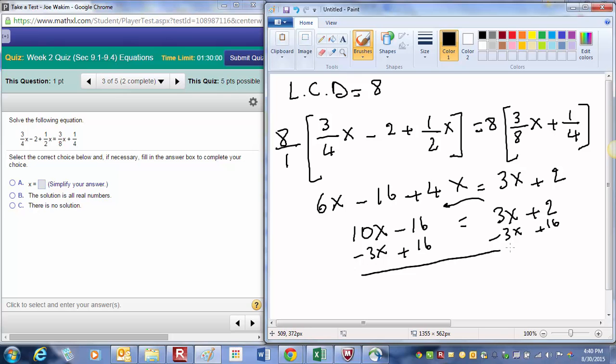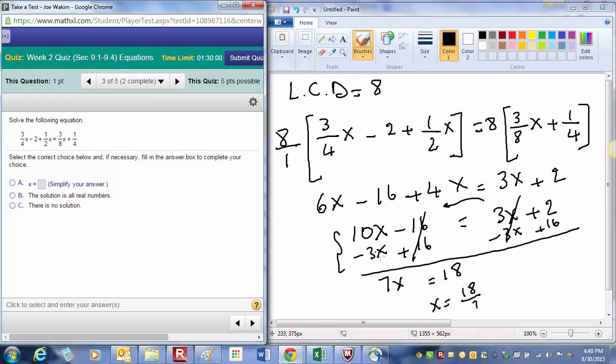Now we're going to separate variables. All I did here is separate variables. I moved the 3x to the left. I moved the negative 16 to the right. Okay. So what's 10x minus 3x? That's 7x. These two will cancel. These two will cancel. 16 plus 2 is 18. And x equals 18 over 7.